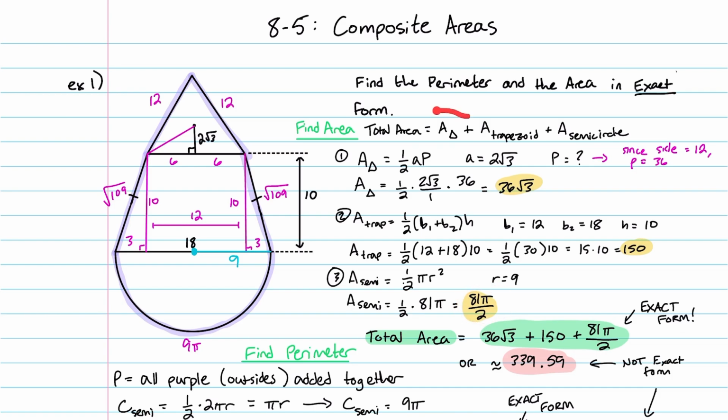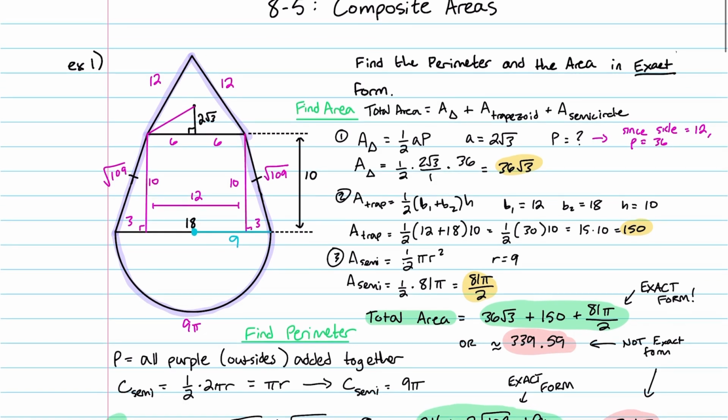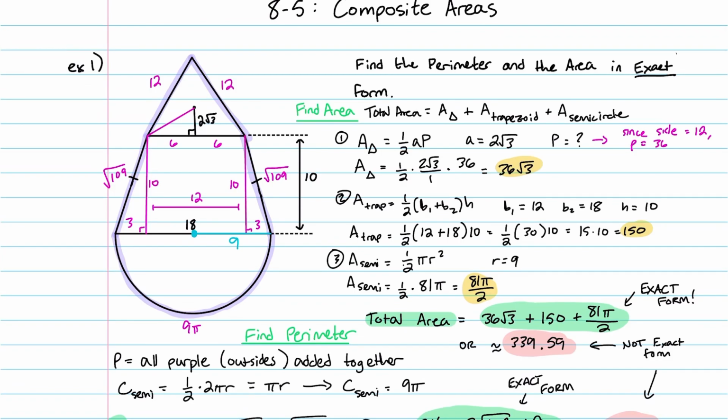And so because I did my little plan up here, I just replaced those areas that I found into my little plan, and that gave me the total area. And this is what your answer would look like if it's an exact form. If for some reason it told you to round to a certain place, that's what would happen in this problem. They would have to say round to whatever.